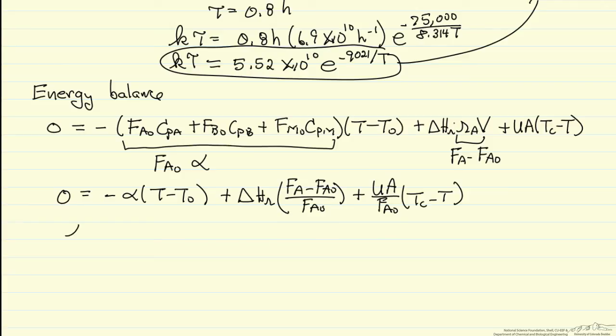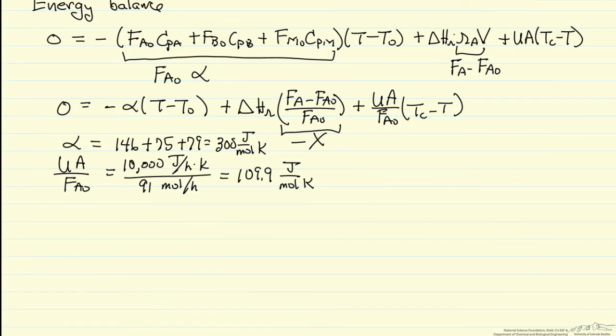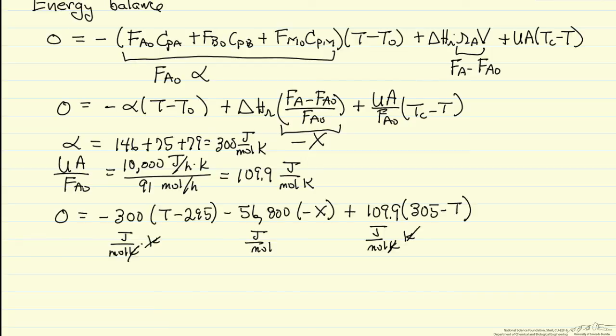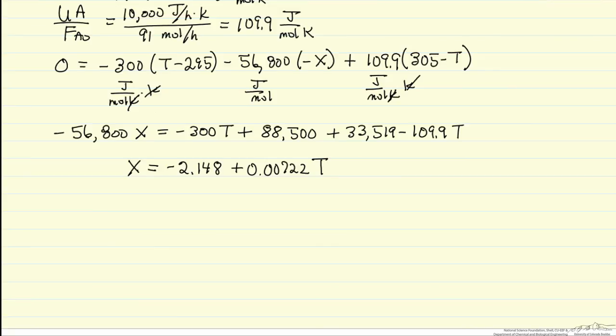Now I'm going to do a few things. I'm going to calculate the value of alpha. I'm going to calculate the value of UA over FA0. Also, notice that this term here is minus the conversion. So I'm going to calculate these values and then substitute in. I'm going to substitute alpha, then this ratio, and X into the equation, and then I'll rearrange it. Made the substitution, check the units: joules per mole for each of the terms we're adding together. Now let's simplify this equation. And so now I have an equation for X in terms of T from the energy balance.